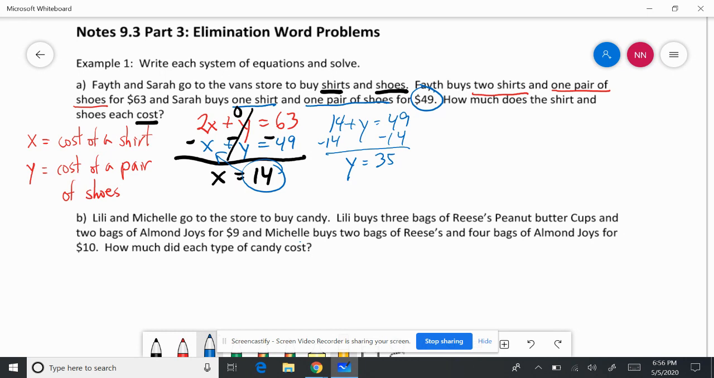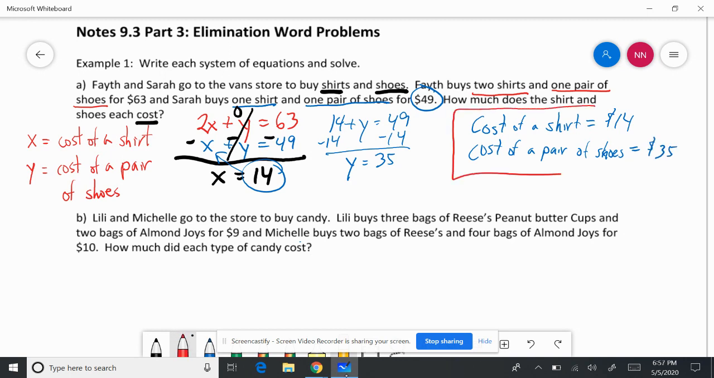So that means that the cost of a shirt is $14, and the cost of a pair of shoes is equal to $35. And that would be my answer.